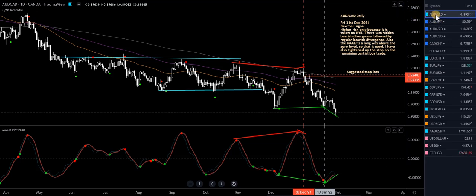Okay, let's have a look at our watch list here. This is TradingView. I use that for all my analysis, and I take my trades on MT4, MT5, depending on which platform I'm using at the time. But all my analysis is done on TradingView, just makes it nice and easy.